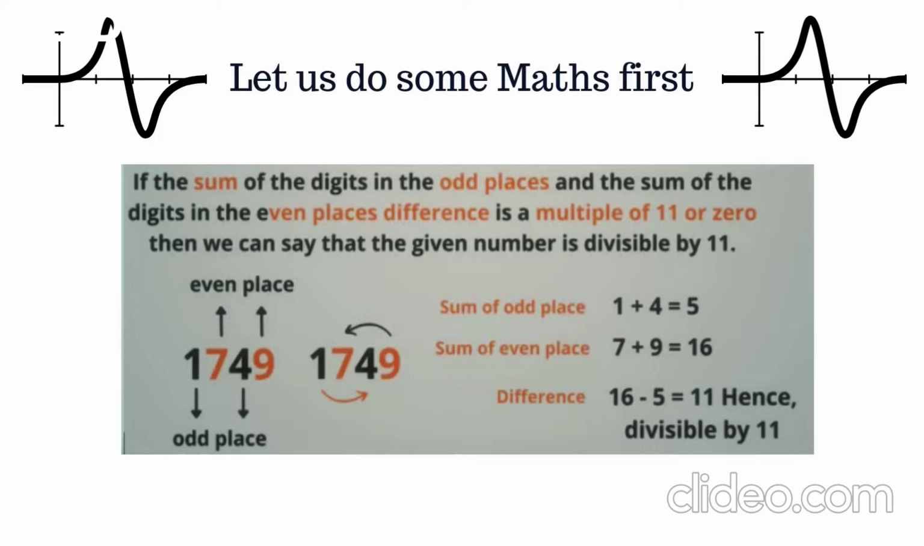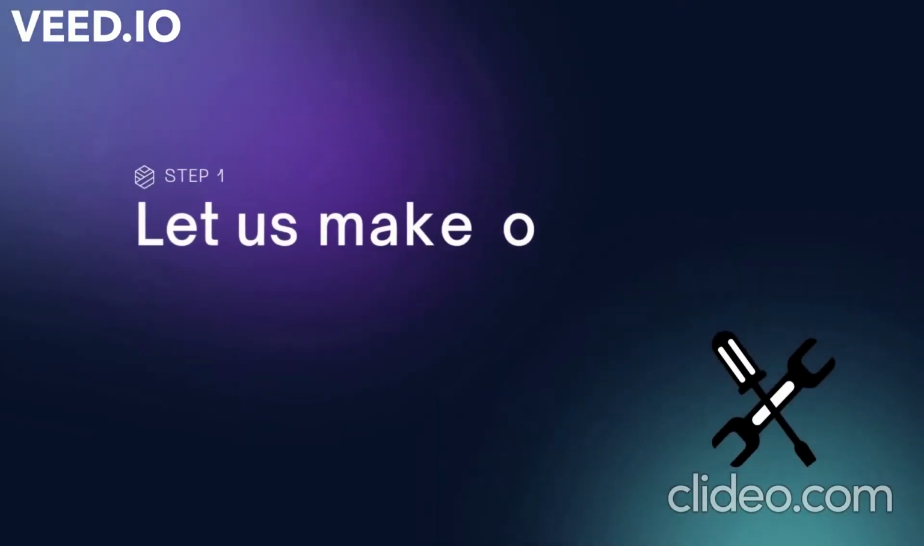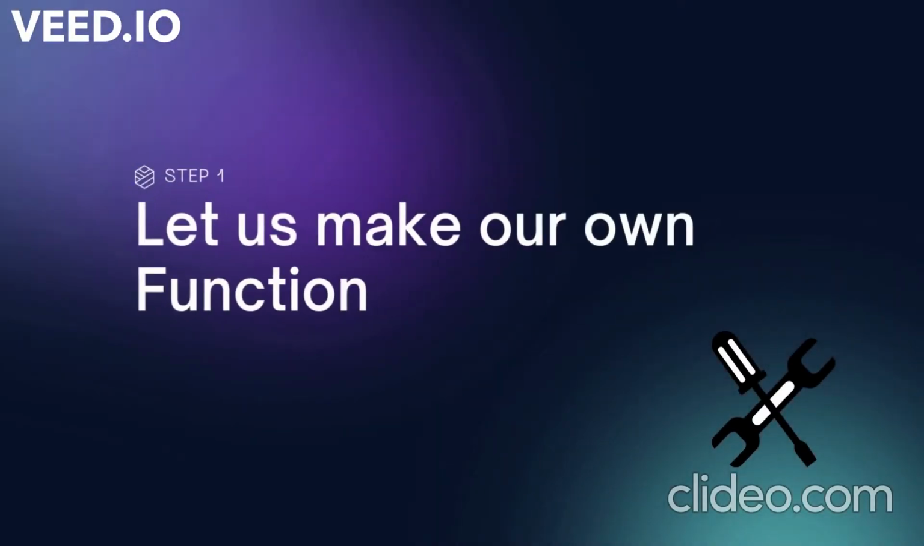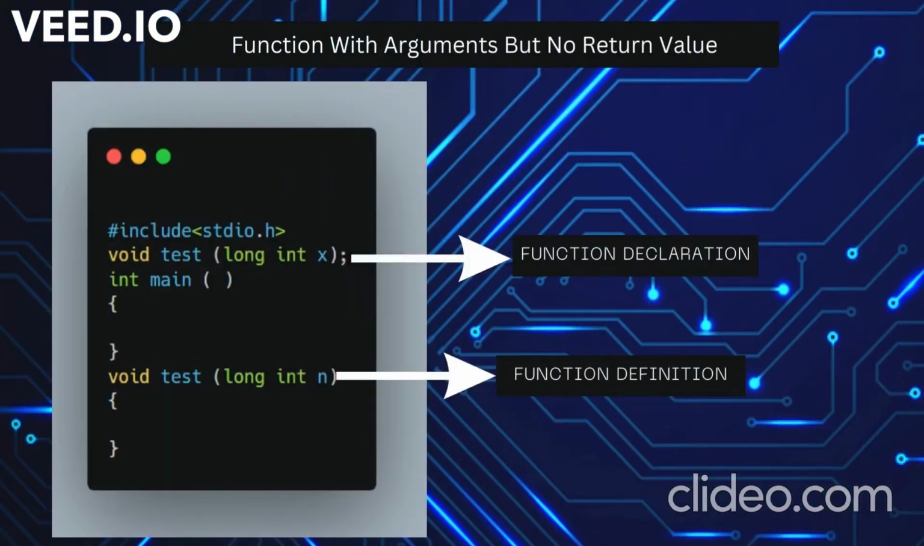Let us see when a number is said to be divisible by 11. We say that the number is divisible by 11 when the sum of digits at the even places and the odd places have a difference which is either divisible by 11 or 0. So now we will make our own function, or you can say a user defined function, with arguments but no return value.